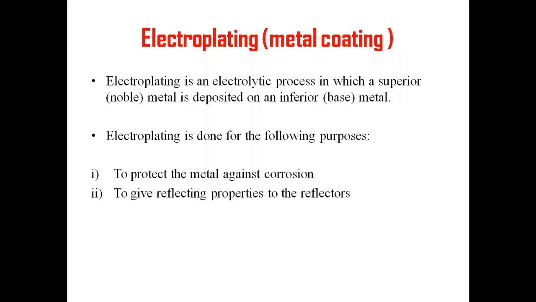It can be protected against corrosion. We can also use electroplating to give reflecting properties to reflectors. The reflecting materials have to have reflecting properties, and that can also be achieved by electroplating. It is also used to give a shiny appearance to articles.